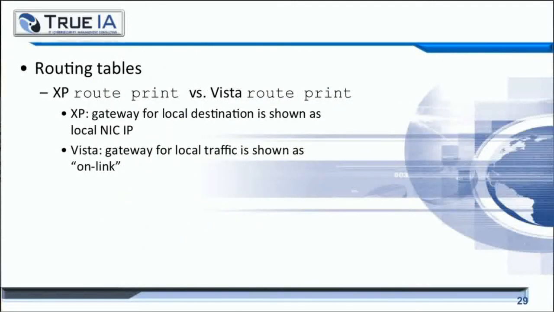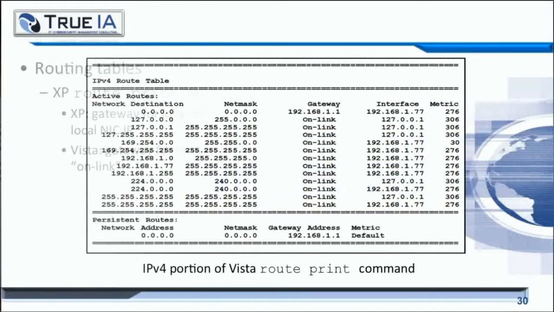To look at a computer's routing table, open up a command prompt and for XP and Vista, just type in route print. Now understand there's a difference between the two. In XP, the gateway for the local destination is shown as the local NIC IP, whereas in Vista, the gateway is shown as OnLink. Here's a look at a Windows Vista routing table.